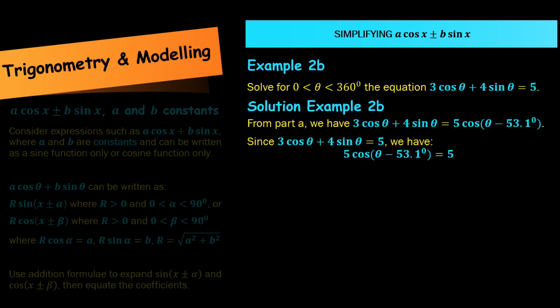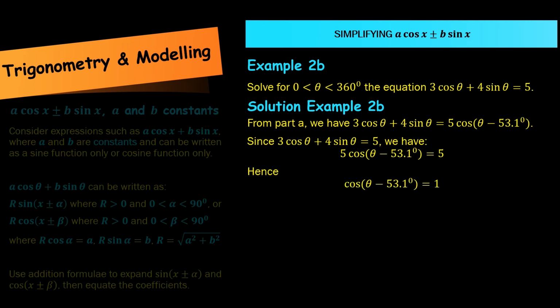And so if we substitute the value of 5 into this expression, we have that 5 cos(theta minus 53.1 degrees) equals 5. And dividing through by 5 gives us cos(theta minus 53.1 degrees) equals 1. And this occurs when theta minus 53.1 degrees equals many values, including minus 360 degrees, 0 degrees, 360 degrees, and so on.